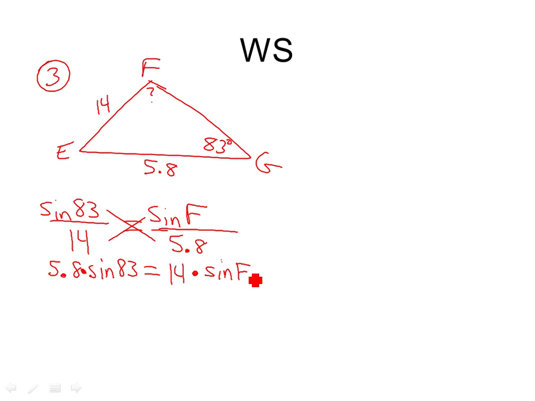Now what? We're trying to get sine of f by itself, right? So what do we do? Divide both sides by 14. It's going to leave us with sine of f on the one side. You can pick up your calculator and punch all that right into your calculator.